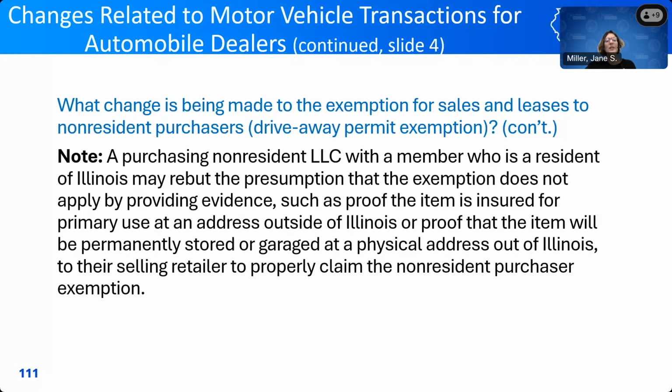Note, a purchasing non-resident LLC with a member who is a resident of Illinois may rebut the presumption that the exemption does not apply by providing evidence, such as proof the item is insured for primary use at an address outside of Illinois, or proof that the item will be permanently stored or garaged at a physical address out of Illinois, to their selling retailer to properly claim the non-resident purchaser exemption.